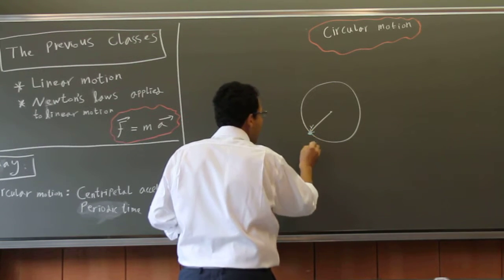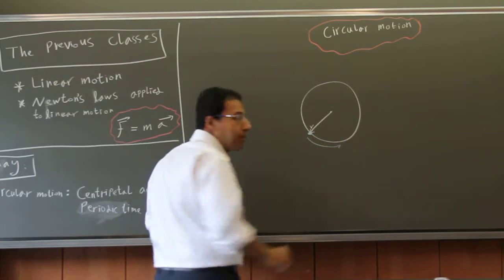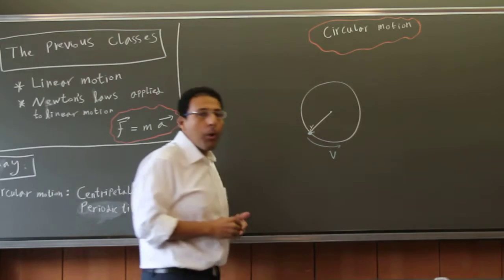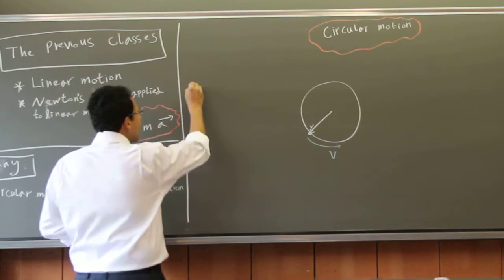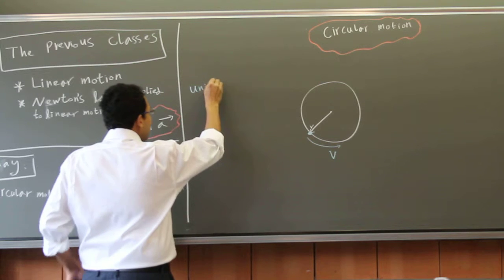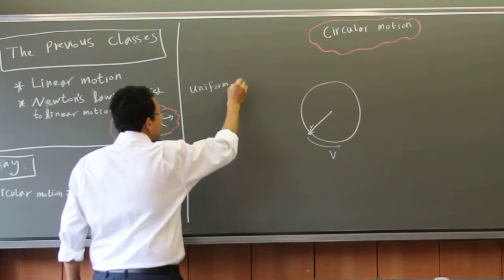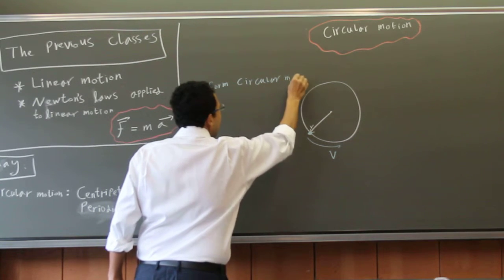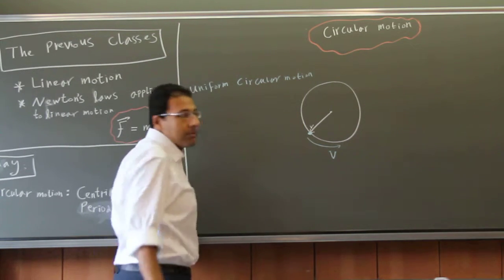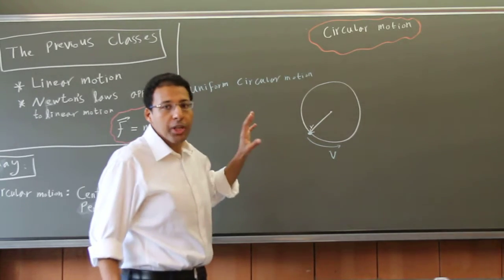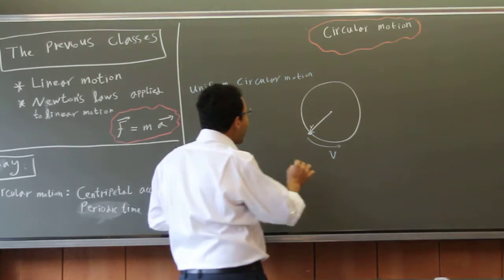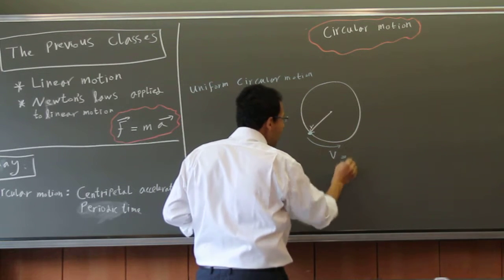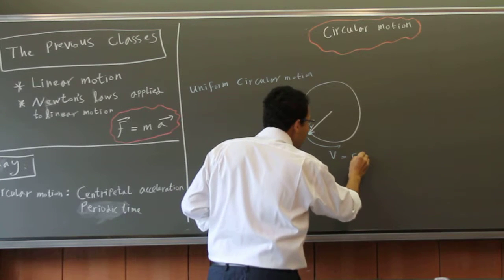And this particle moves with constant speed along this circle. So this is called uniform circular motion. Okay, let me write it here. Uniform circular motion. This is what we are going to concentrate on today, which means that the motion happens with constant speed. So the speed v is equal to constant.